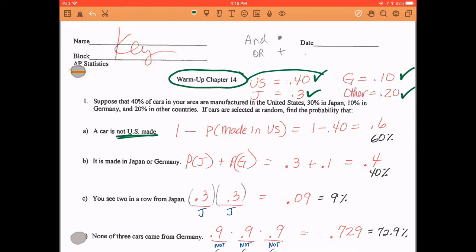So that's going to be everything else except for that 40% made in the U.S. So that's going to be your 1 minus 40%. That is 60%. Because it is not, you also could do that by saying the 0.3 plus the 0.1 or the 0.20. So you could do that as well. All right, so we have those two different ways that you could come up with that.